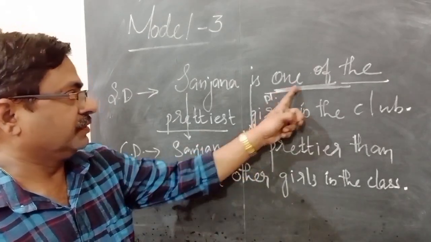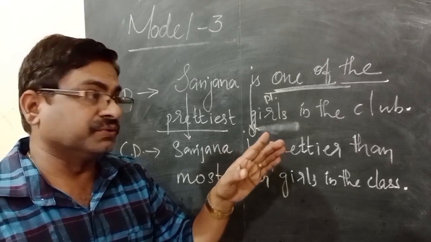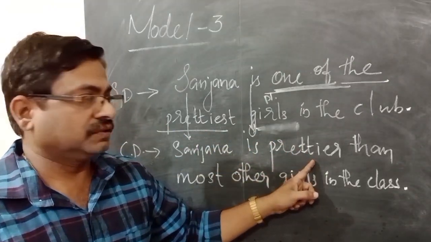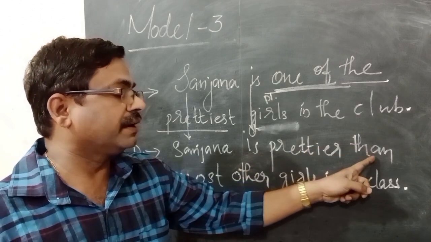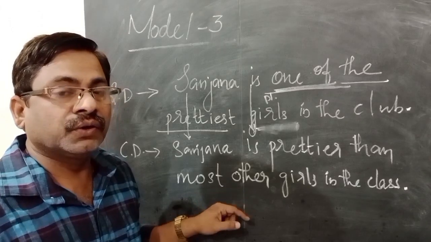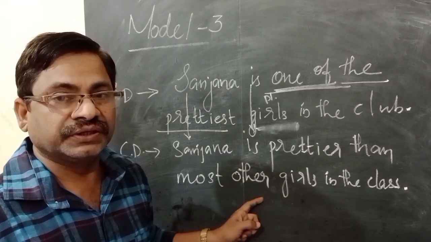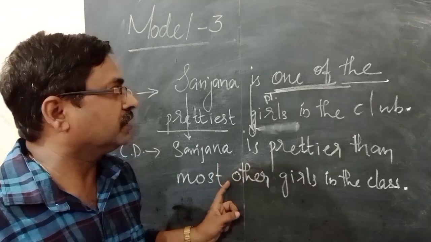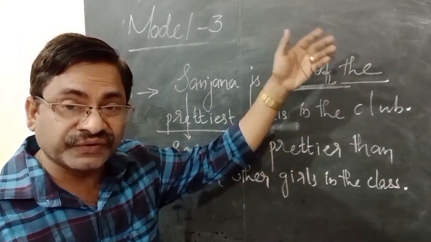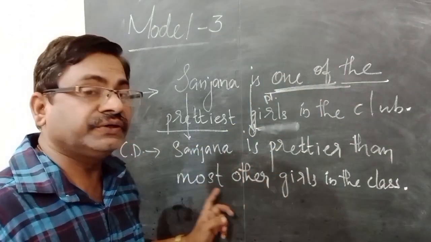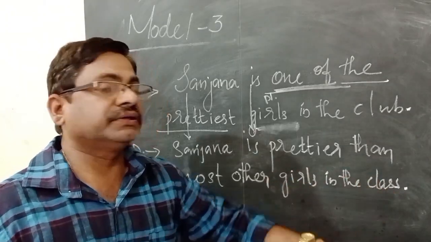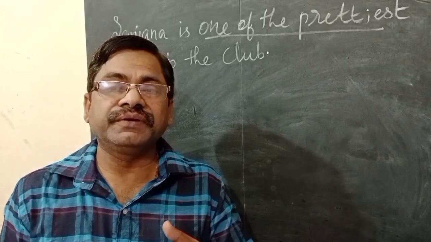Subject, verb. This underlined part should not be used. Instead of that, comparative form should be used. Comparative form is immediately followed by than. Next, in order not to change the meaning, most other should be used. In which case we have to use most other? If the superlative degree is preceded by one of, in the place of any other, we have to use most other. That is the only one difference. Remaining, complete the sentence and positive degree.